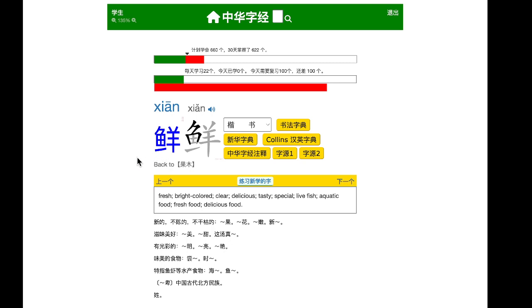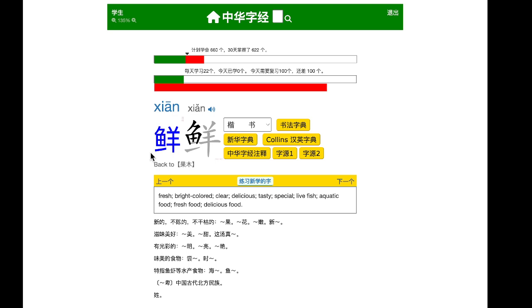Xian. Xian, this is composed of, on the left, a fish, and on the right, a sheep. And xian refers to food that is fresh and delicious, tasty. It could also be clear and brightly colored. Good for things that aren't food also. It's mostly about colors and flavors, because sometimes you see particularly bright and clear colors and they look tasty even though they're not food.